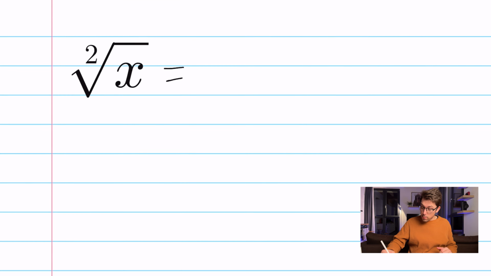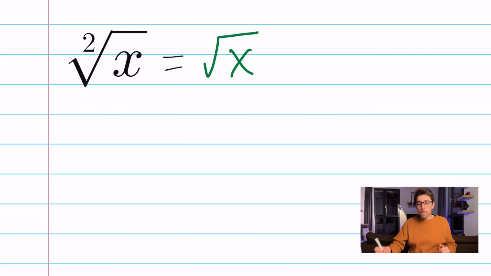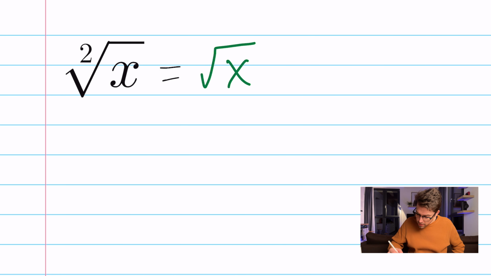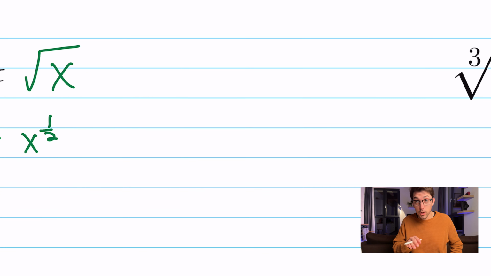This is also often written as the root of x. If you ever see the root without any index, it's assumed to be 2. Another way to write this is x to the power of 1. Remember what I was saying about multiplying by the reciprocal of the index. If the index here is 2, the reciprocal is 1/2. So I would have x to the power of 1 times 1/2, which gives me 1/2. That's it. That is how you write the root of x as a fractional exponent.